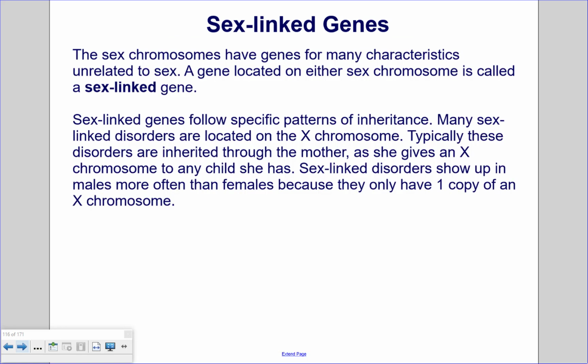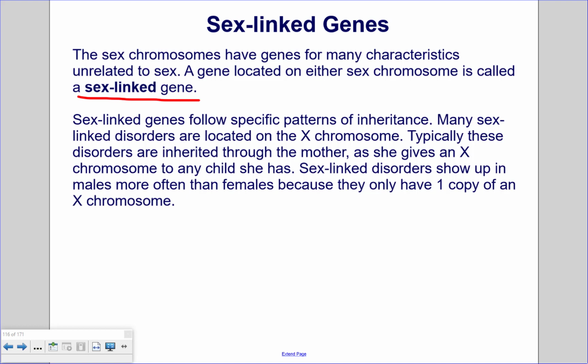Sex-linked genes. The sex chromosomes have genes for many characteristics unrelated to sex. A gene located on either sex chromosome is called a sex-linked gene. Sex-linked genes follow specific patterns of inheritance. Many sex-linked disorders are located on the X chromosome. Typically, these disorders are inherited through the mother as she gives an X chromosome to any child she has.